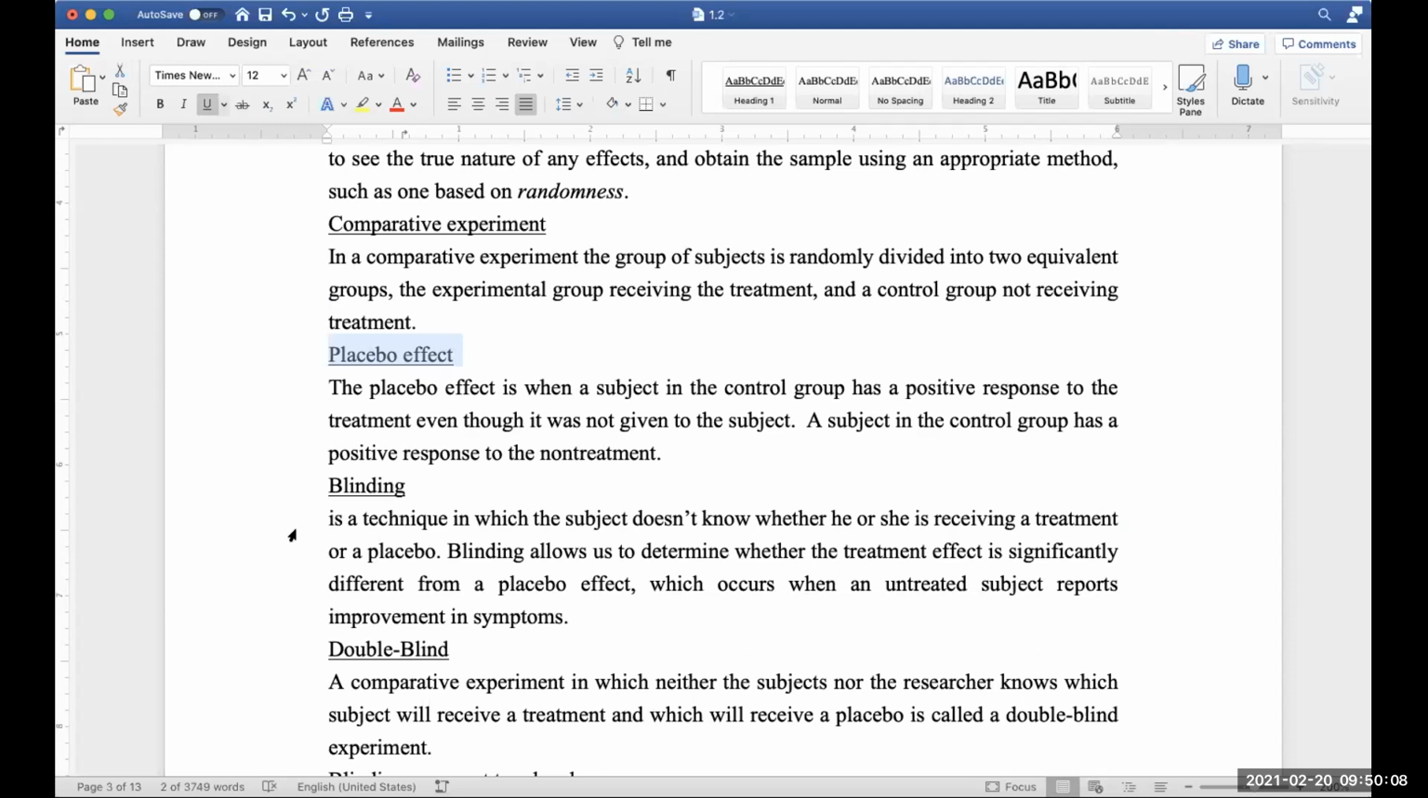And so the placebo effect. The placebo effect is when a subject in the control group has a positive response to a treatment, even though it was not given to the subject. And so somehow the subject in the control group has a positive response to a non-treatment.